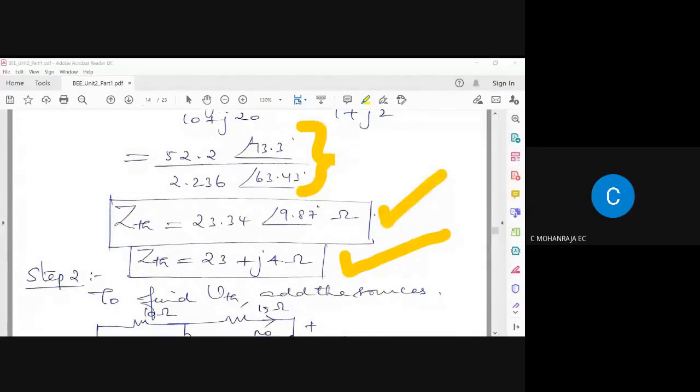Sir, can you explain how to convert from angle form to polar form, sir? Sir, I can't hear you, sir. You're muted. You want to convert from this to this. Yes, sir. See, 23.34 angle you have, right? 23.34 cos 9.87 is the real part. e power j theta, you know, it is cos theta plus j sin theta, right?